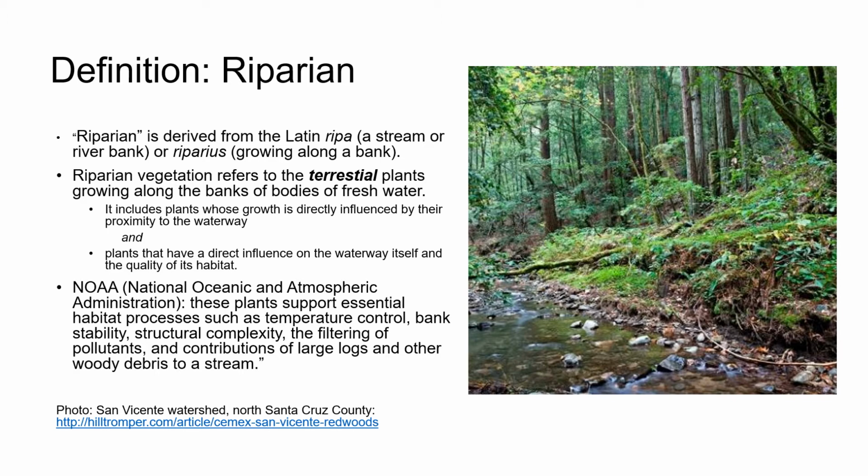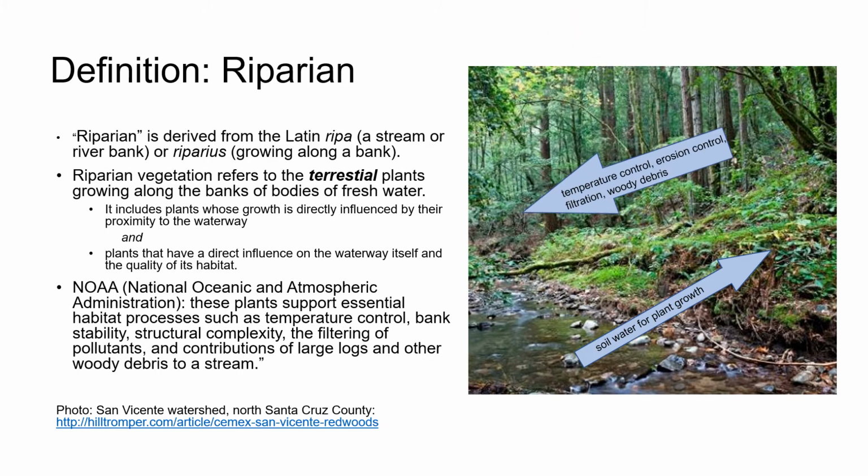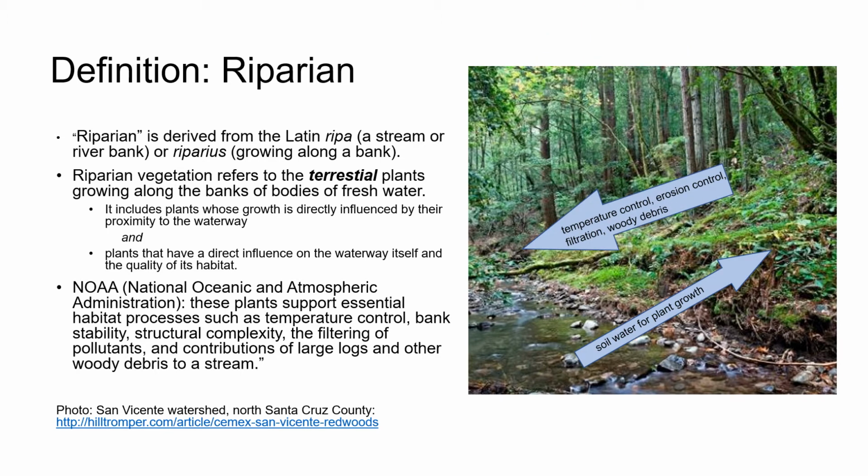Ecologists recognize that there's a two-way stream of influence here. Riparian vegetation includes plants whose growth is directly influenced by their proximity to the waterway, so by the greater availability of water in the soil, and plants that have a direct influence on the waterway itself and the quality of the habitat. According to NOAA, which is the National Oceanic and Atmospheric Administration, these plants support essential habitat processes such as temperature control, bank stability, structural complexity, the filtering of pollutants, and contributions of large logs and other woody debris to a stream.